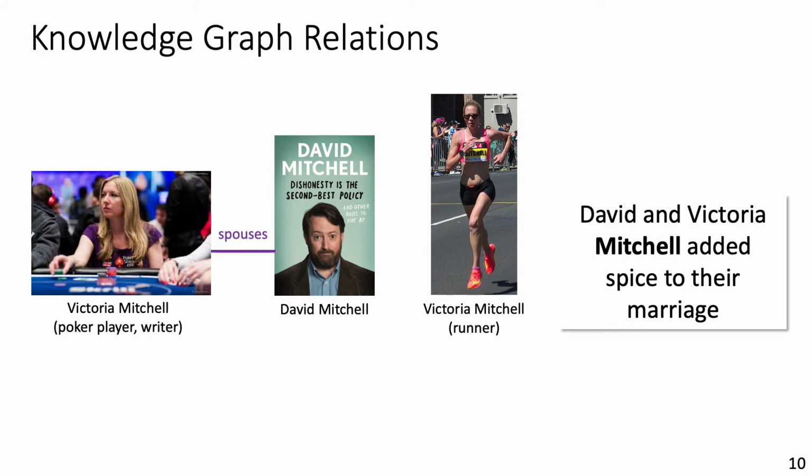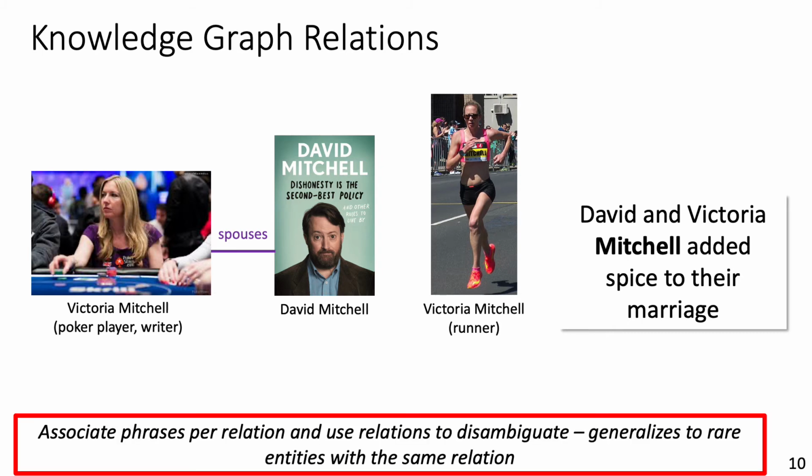Take the sentence, David and Victoria Mitchell added spice to their marriage. The only way you're going to know that the answer is Victoria Mitchell, the poker player, not the runner of the same name, is that only the poker player is married to a David. So NED needs relationships in order to disambiguate, and relationships that are associated with keywords, for example, about what it means to be married. Now, critically, knowing something about what it means to be in a relationship does generalize to other entities. If I know about what it means for two entities to be married, I can transfer that knowledge to rare married entities and know what the right answer is for disambiguation.